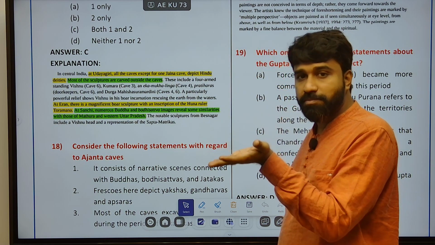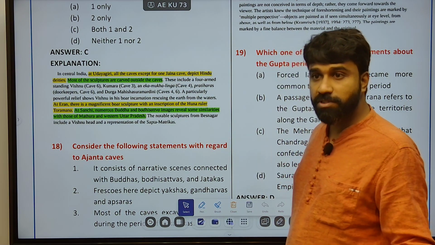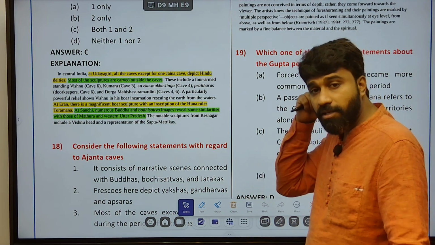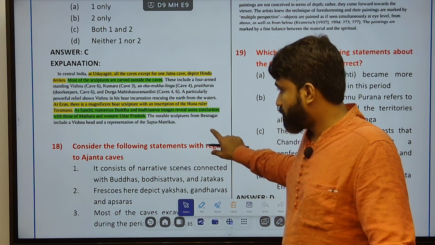This was a sculptural marvel given in the UPSC as a previous year question in the prelims itself in 2013, it seems, or 11. I don't remember the year, but it was a prominent previous year question asked by UPSC.